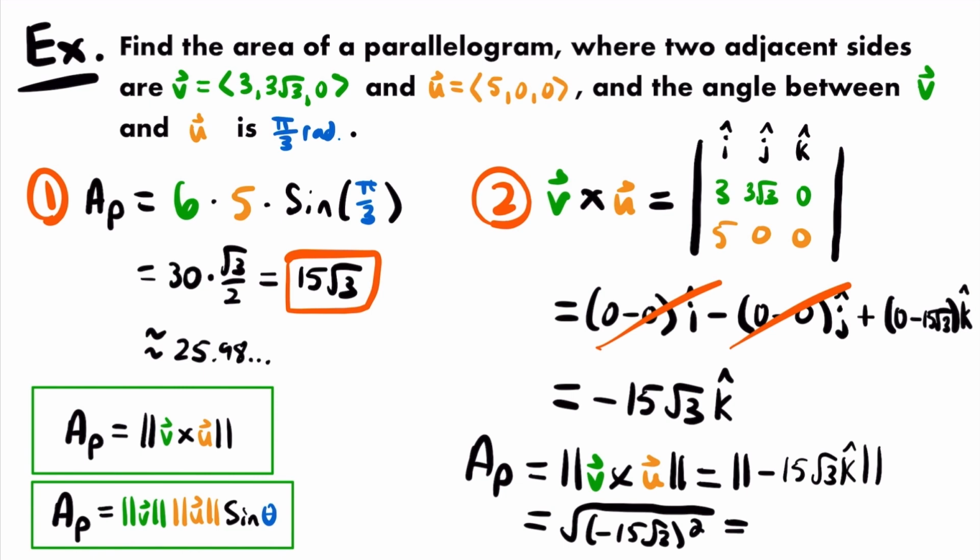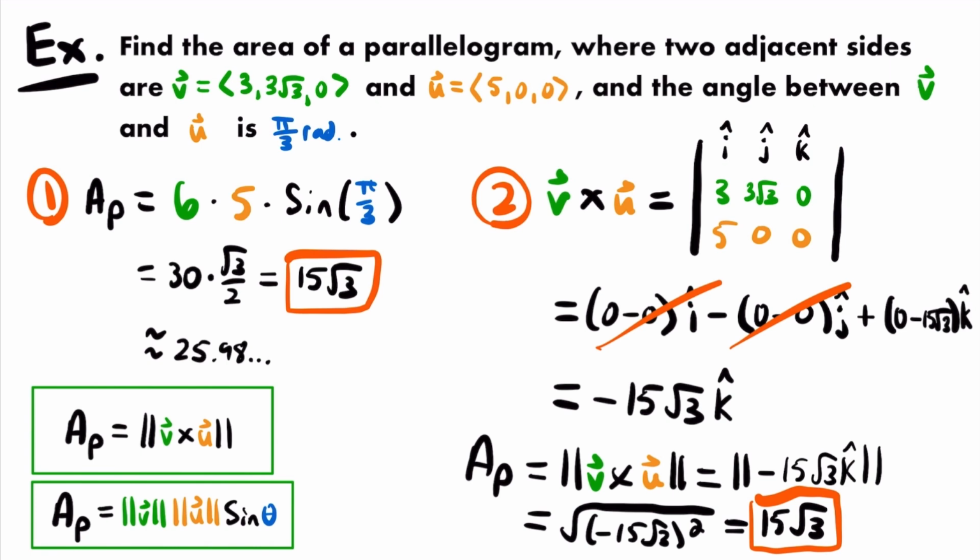And that's just going to result in positive 15 square roots of 3. That will be the area of the parallelogram. Okay? And so now you can see that it doesn't matter which of these formulas you use, the area of the parallelogram will be the same. You get the same exact answer no matter which formula you use.